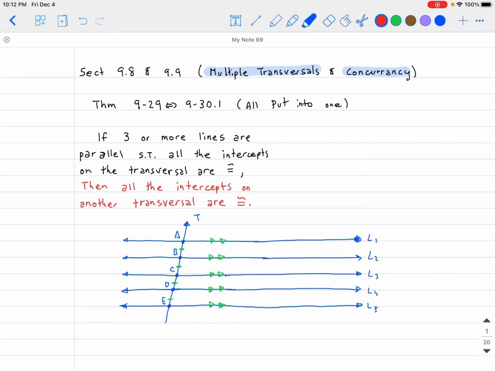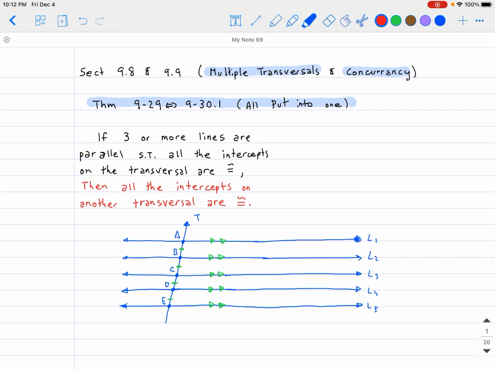This theorem right here is actually kind of like a three or four part theorem put all together. I'm just going to go ahead and prove it all in one, because in the book they basically took one theorem to prove the next, to prove the next, and then to prove the final one. I figured we can just put them all into one instead of making four different theorems. So here's what it says. In this theorem, it's actually called 9-21 and then 9-30 and also 9-30.1, so we'll just put them all into one.